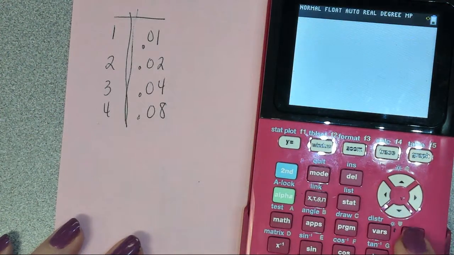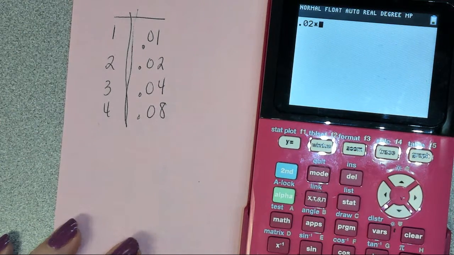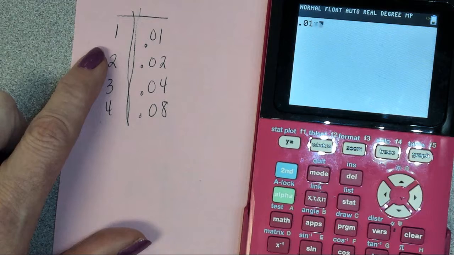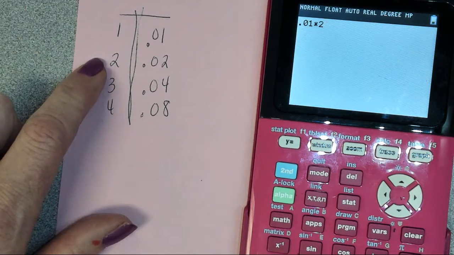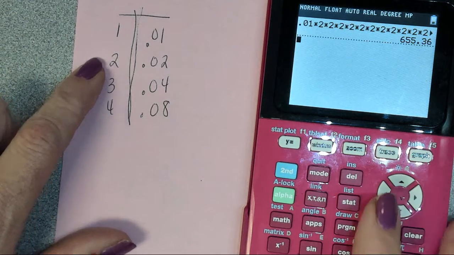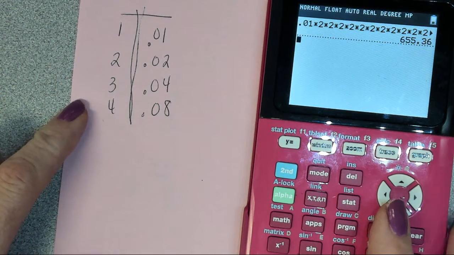So here's what I'm going to do. It would be 0.01 times 0.01 times 2. That would be second day, third day, fourth day, fifth day, sixth day, seventh day, 8th day, 9th day, 10th day, 11th day, 12th day, 13th day, 14th day, 15th day, 16th day, 17th day. There's how much money you're going to get on the 17th day.